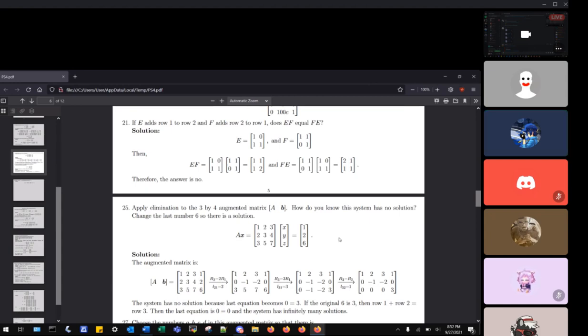Actually, I think I'm a little confused about what 21 was asking while I was just looking through it. Okay, 21. Yeah, because it was talking about EF equals something, and it's using the previous matrices, but I don't know why it came from a 3x3 to a 2x2 in the solution. No, I think these are generic matrices E and F. Any random elementary matrices E and F.